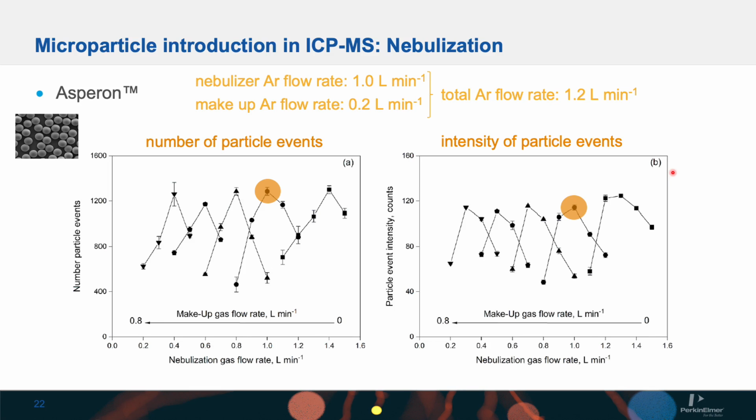What we can see here is that we can get optimal conditions for all these processes for different makeup flow rates just by selecting the appropriate nebulization flow rate, as long as the total argon flow rate is 1.2 liters per minute. In our case, we selected an optimal nebulizer flow rate of 1 liter per minute and a makeup flow rate of 0.2 liters per minute.